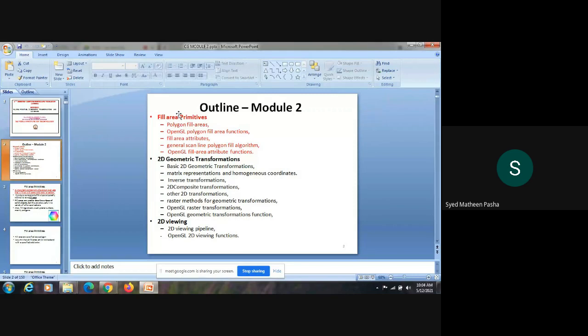In fill area primitives, these are the topics we will cover, and in 2D geometric transformation, these are some of the topics which come under transformation of your geometric object, that is two-dimensional. With respect to two-dimensional transformations, we'll study different operations, how they actually perform with respect to geometric transformations. Then finally we'll move on to 2D viewing, in which we have the 2D viewing pipeline as well as OpenGL 2D viewing functions, which are very important with respect to your exam as well.